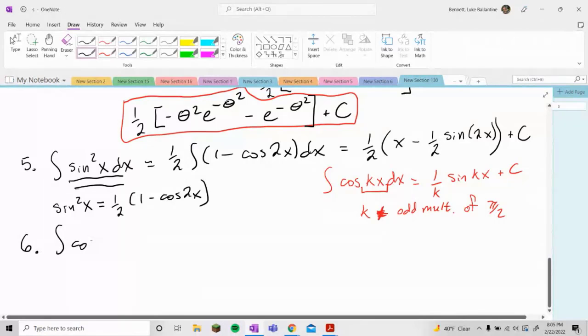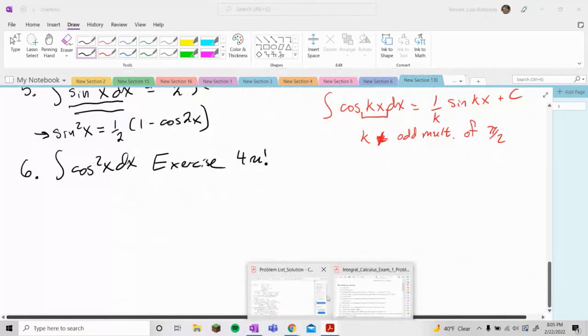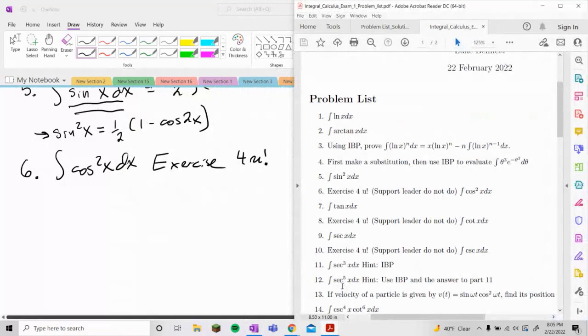Number 6, this is an exercise for you. Write this down on your paper. Try it later on your own. Use a similar formula to this, or you could try it right now real quick. Who knows? Okay. All right, let's do tangent.